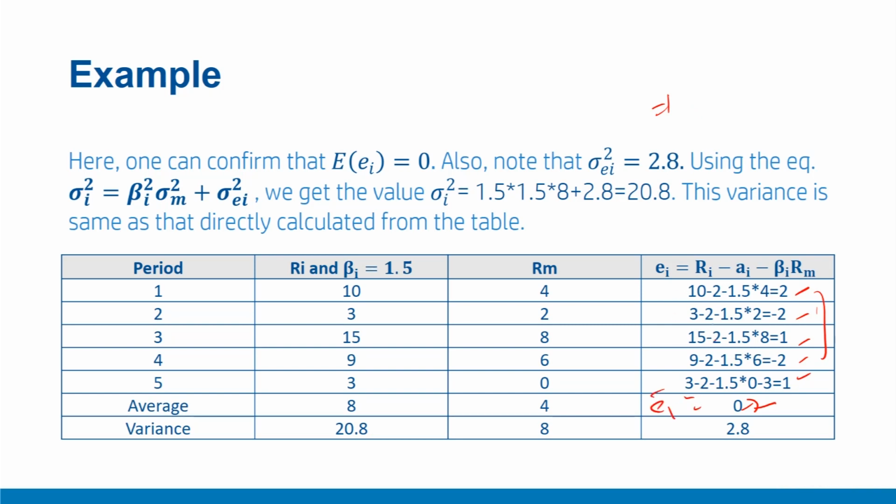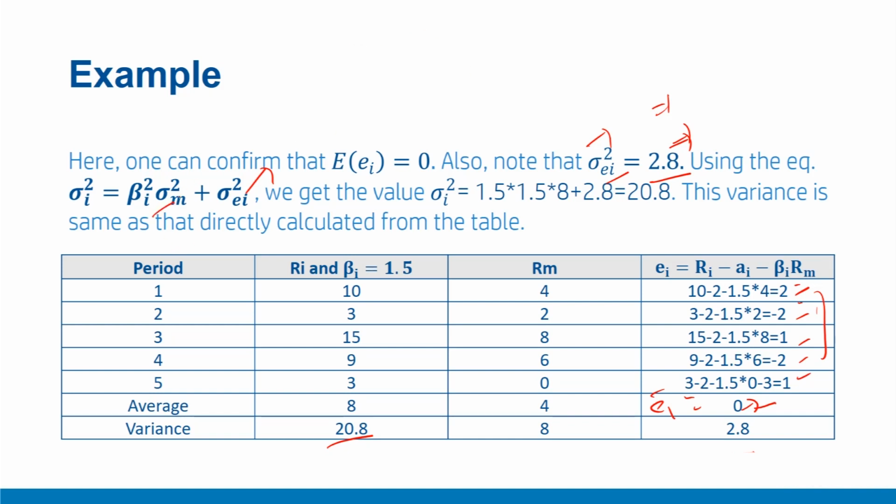You can compute the variance of Ei as 2.8. Using these values, we can compute the variance of Ei, which is sigma square Ei. This is also the residual component of risk in the model. Now that you have the residual component of risk, you can either compute separately the overall variance, which is 20.8, which is the total risk, which includes the market part of risk as well as idiosyncratic part of risk. Also, you can cross check it by computing the idiosyncratic part, which is sigma square Ei, 2.8 separately, and the market part of risk.